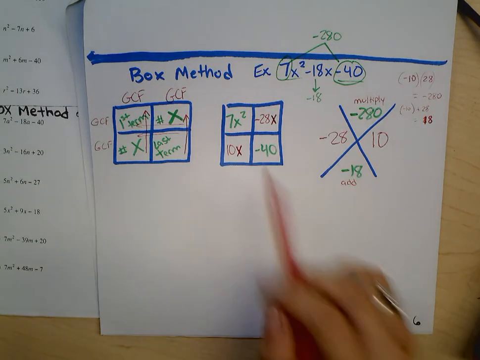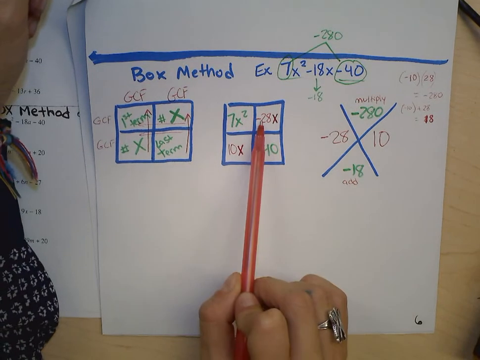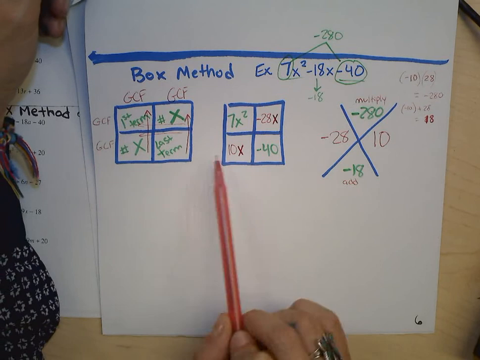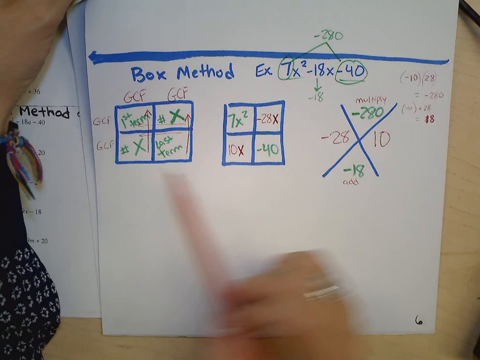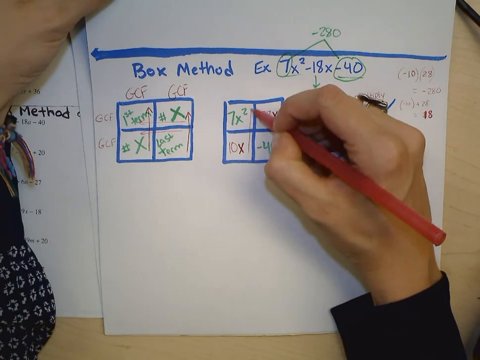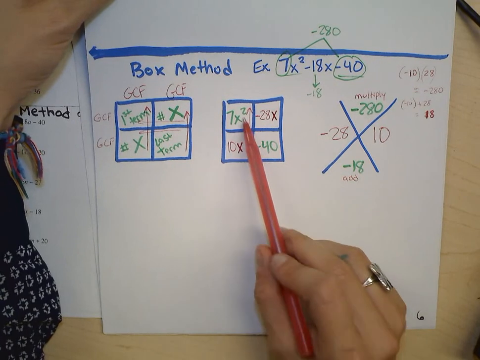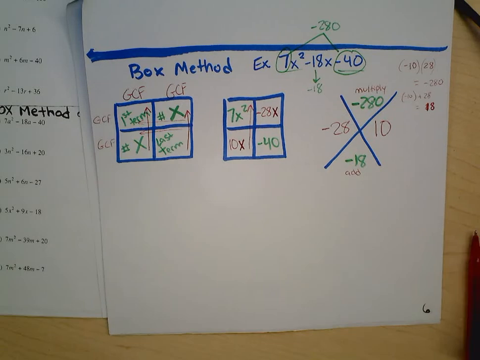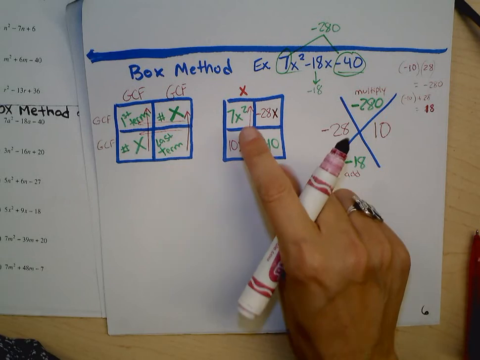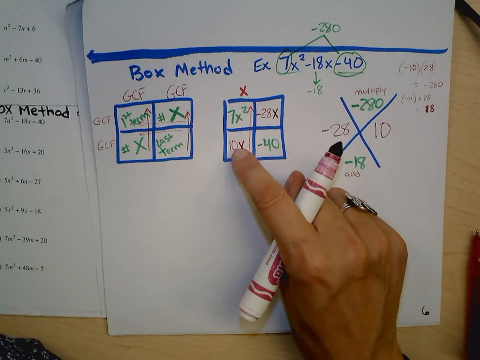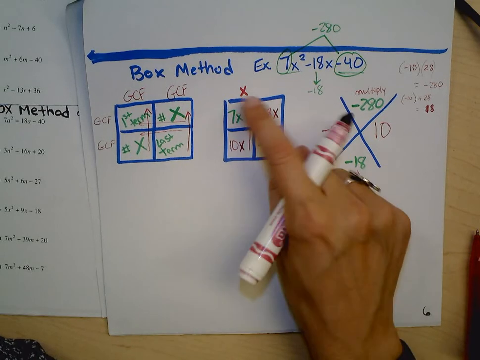So now that we have the box, I have my first term, one of my numbers plus the x, one of my numbers plus the x, and then my last term. I'm going to do greatest common factors here. So I'm going to take this column, the greatest common factor of 10x and 7x squared. Well, I know they both have at least one x, so I'm going to have an x here, at least. And do I have any common factors between 7 and 10? Nope, I'm not going to have any common factors there. So my greatest common factor here is just x.